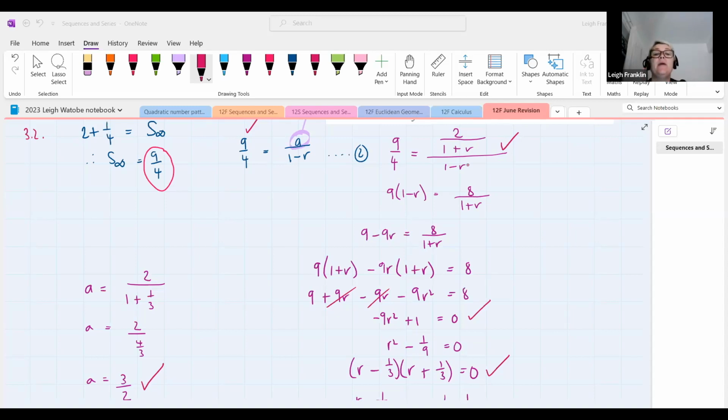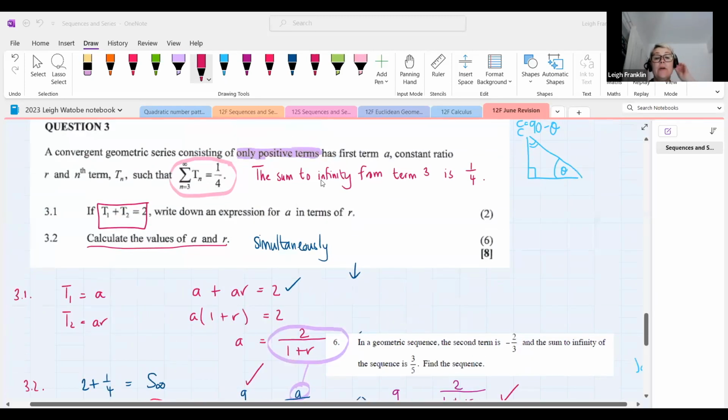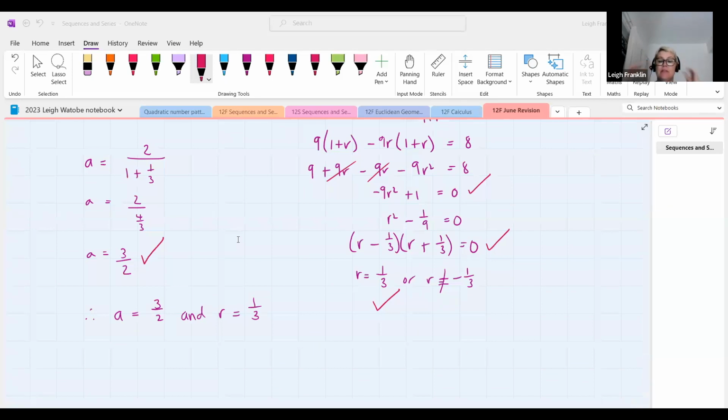Yes, Pinga, it is possible for r to have two values. And because they've told us in the beginning that there were only positive terms, it means that our r can't be negative, because then we would end up with some negative answers as well. Yolanda's jumping in there, guys, and doing the poll quickly.